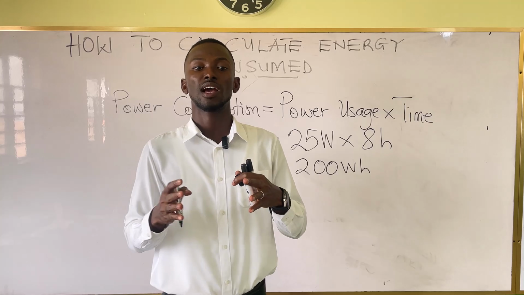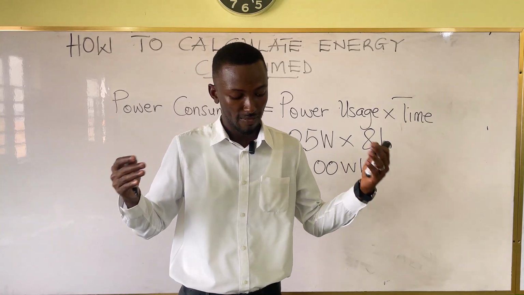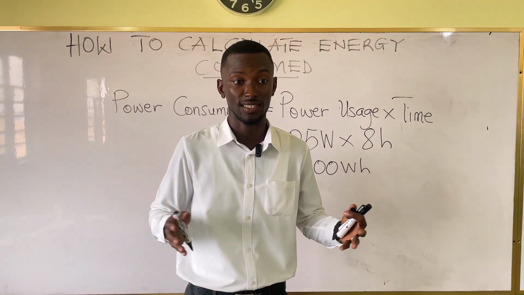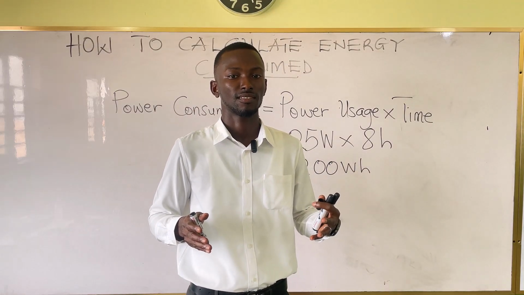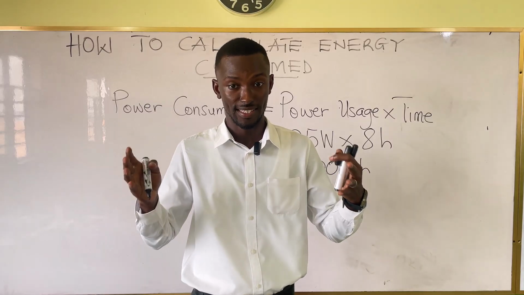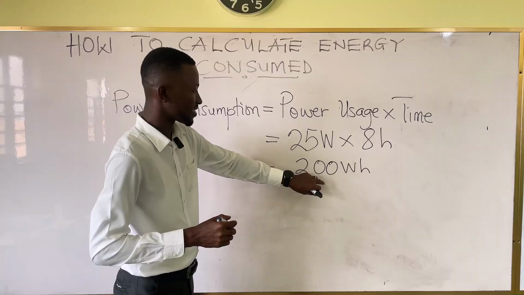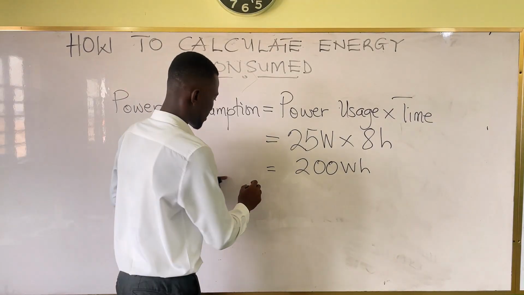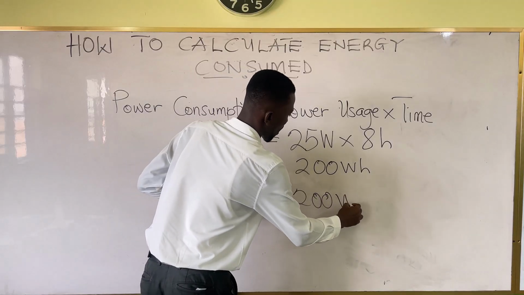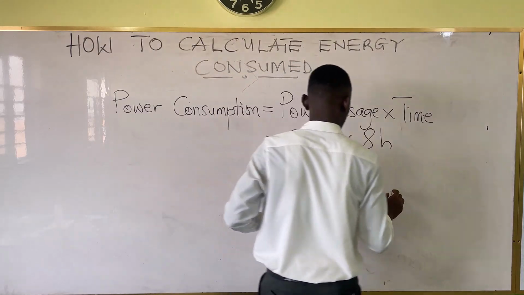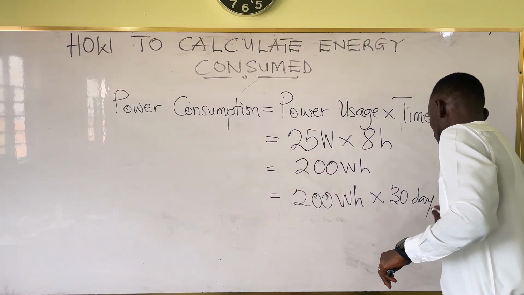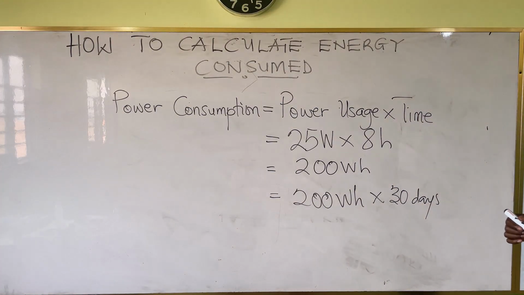And when we are asked to calculate the power consumed in 1 month, for this question, we are assuming 1 month is 30 days. I hope that's clear. For 1 month, we are taking an average of 30 days. So if this is a single day, then 1 month will be 200 watt hour times what? 30 days. Exactly.